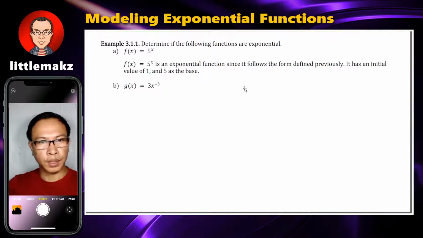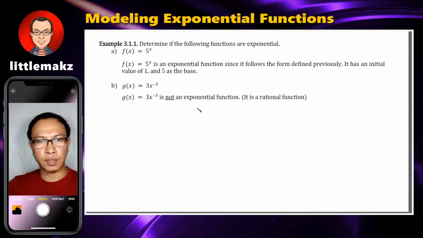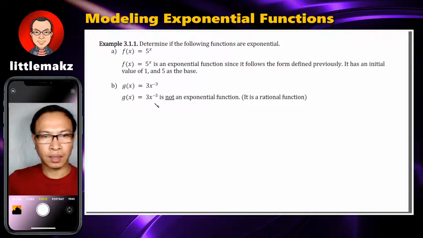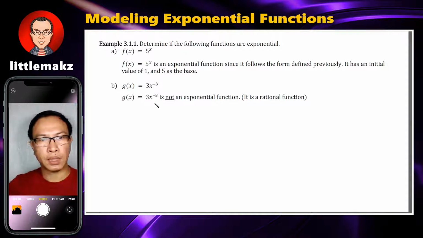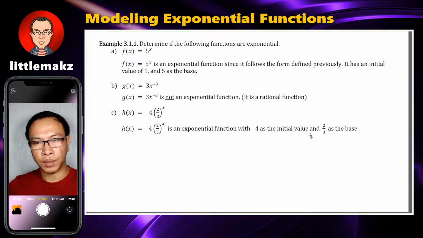Let us move on to our second example. We have 3 times x to the negative third power. This is not an exponential function. That is because you see here that our x is not used as an exponent, but instead it is used as a base. Therefore, this is not an exponential function. For the third example, negative 4 quantity 2/3 to the power of x. This is an exponential function because we see that your negative 4 here and 2/3 are used as our initial value and as the base.